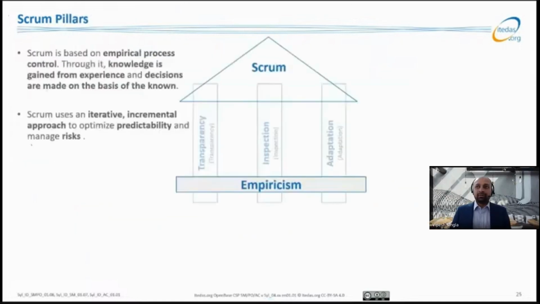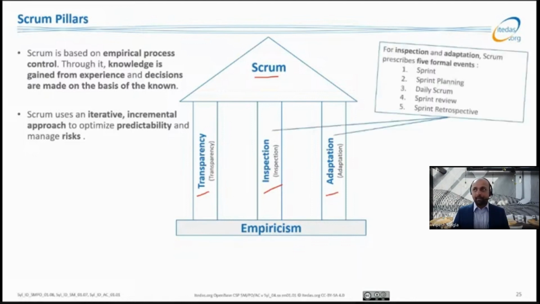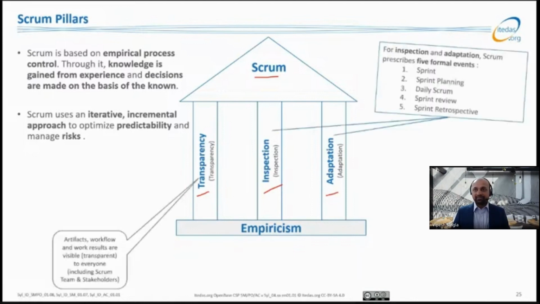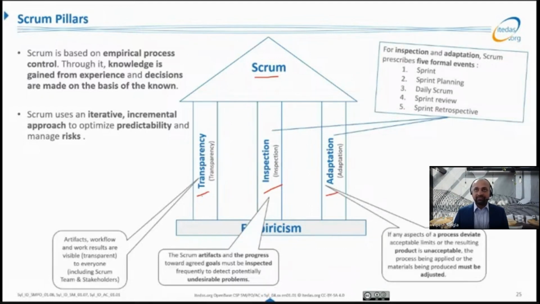Let's go to the Scrum pillars. So the entire Scrum basically stands on three pillars: transparency, inspection, and adaptation. And what these pillars are actually doing is, basically, how we implement these Scrum pillars in Scrum.